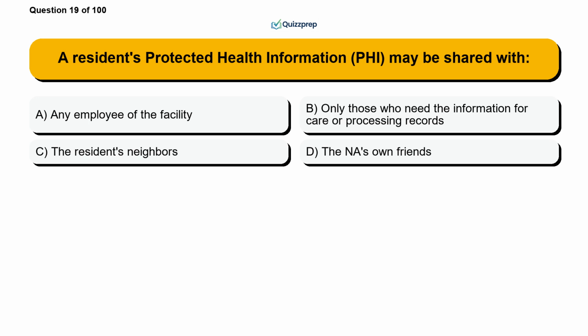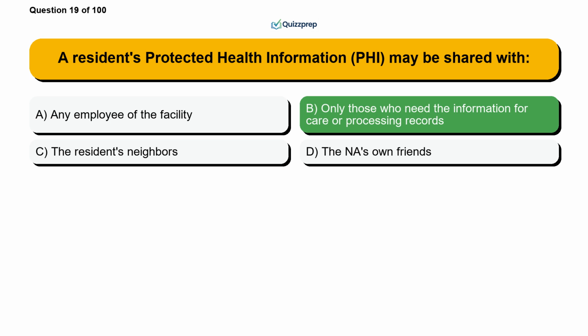Question 19. A resident's protected health information, PHI, may be shared with: Option A, any employee of the facility. Option B, only those who need the information for care or processing records. Option C, the resident's neighbors. Option D, the NA's own friends. The correct answer is option B, only those who need the information for care or processing records.